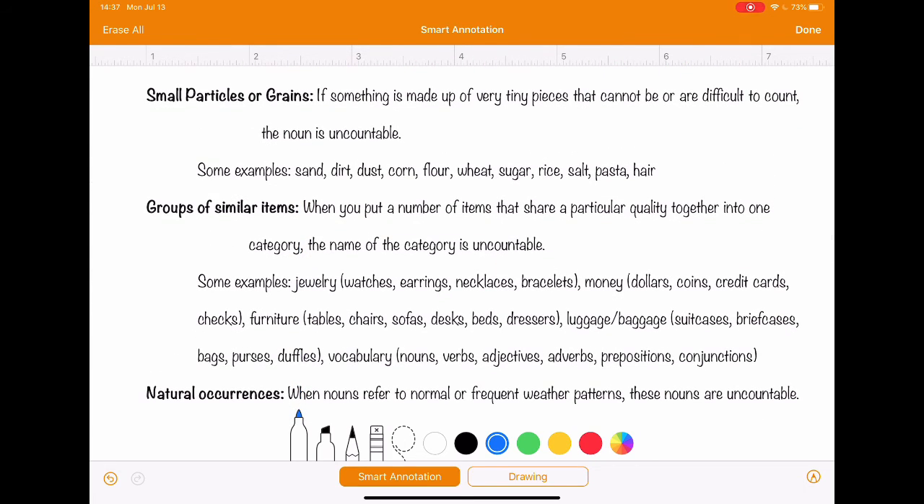All right, next category. If something is made up of really, really tiny pieces, small particles or grains, that either cannot be counted or they're difficult to count, then the noun is usually uncountable. So some examples of this would be sand, dirt, dust, corn, flour, wheat, sugar, rice, salt, pasta, hair. Those are just a few examples of this.